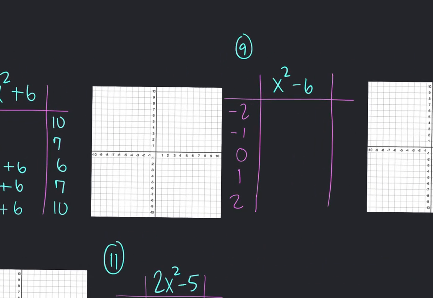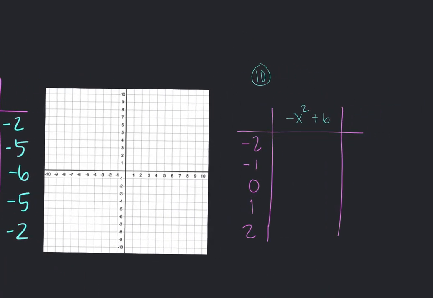Question 9. 0 times 0 minus 6. 1 times 1 minus 6. 2 times 2 minus 6. Then these will match and these will match. 0, negative 6 is right here. 1, negative 5 is here, so the match is there. 2, negative 2 is right here, and the match is there. Soft U with arrows.